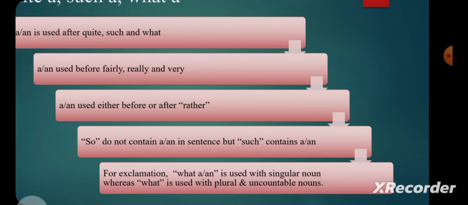For exclamatory sentences, we can use what a or what an with a singular noun, or what with plural or uncountable nouns. For example, for singular nouns, we can say what a goal, what a good idea. For plural nouns, we can say what lovely butterflies, what nice shoes you have got on. And for uncountable nouns, we can say what nonsense, what fun we had.